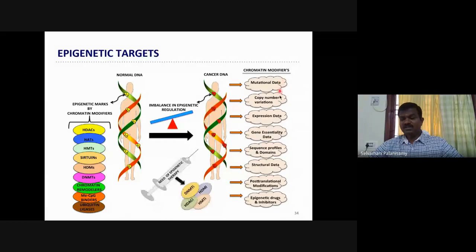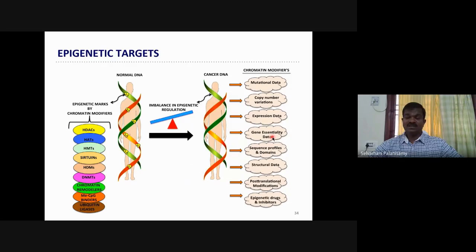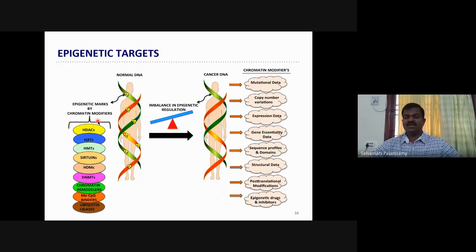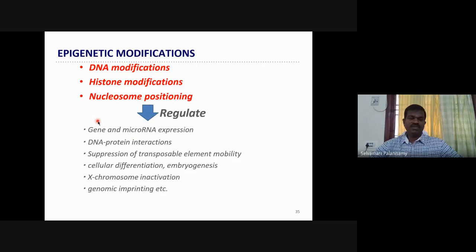So we could do many things: drugs and inhibitors, post-translational modifications, structural data, sequence profile and domain, and the gene essentiality data, expression data, copy number variations, many parameters we could observe in comparison with the normal DNA. So this gives the possibility of diagnosis, prognosis, and therapy observation. So coming to the modifications, number one is the DNA modification. The DNA as such is modified by the methylation process. The purine and pyrimidine bases are modified. The next one is the histone protein modification, and finally the nucleosome positioning.